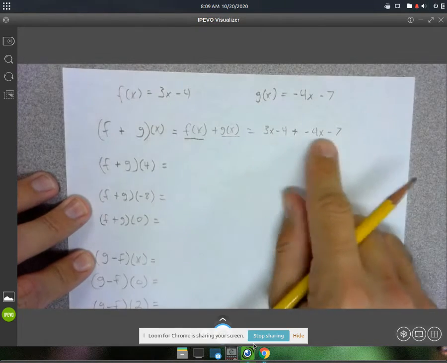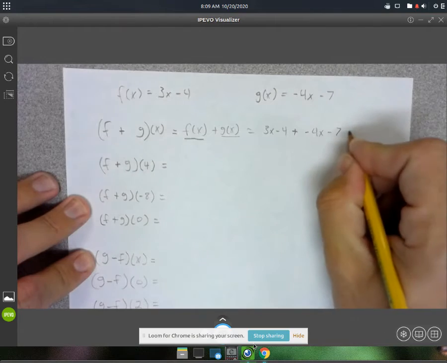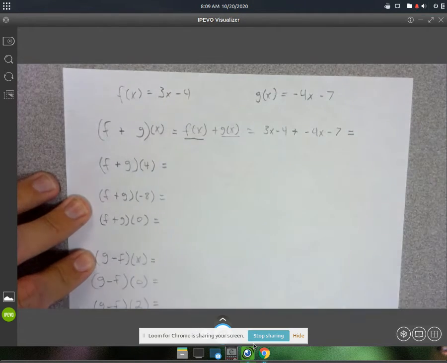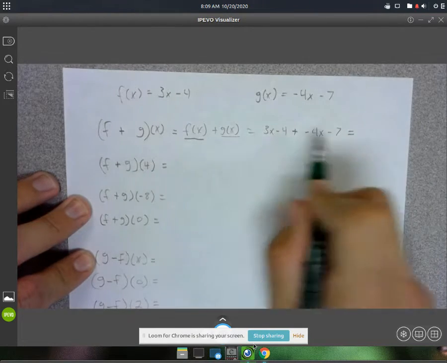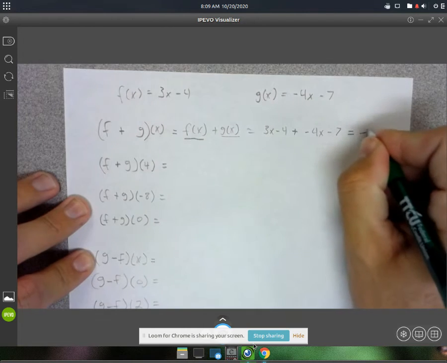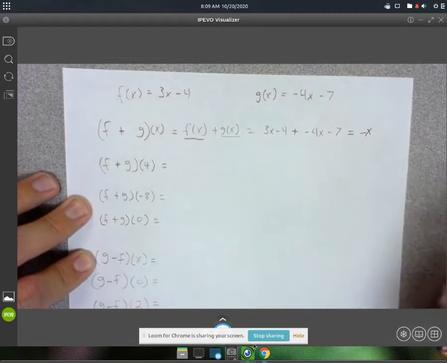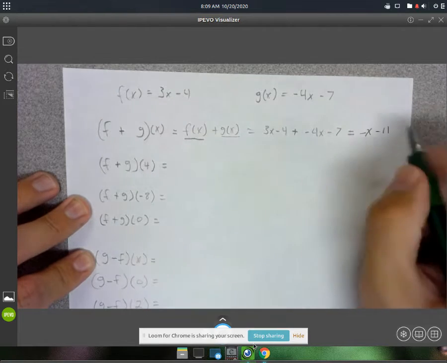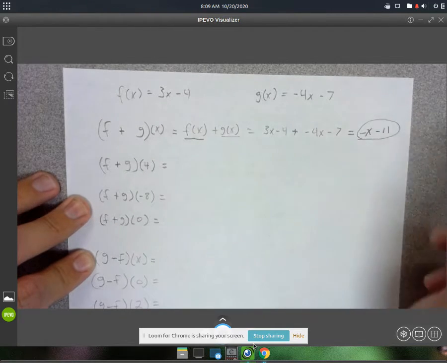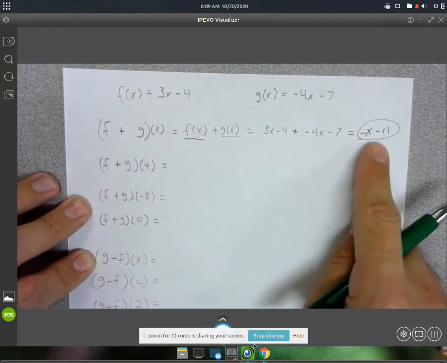All right, so now that it's like this, we're just going to combine like terms. So 3x and negative 4x is going to make negative x. Negative 4 and negative 7 will make negative 11. So that is f plus g of x right there.